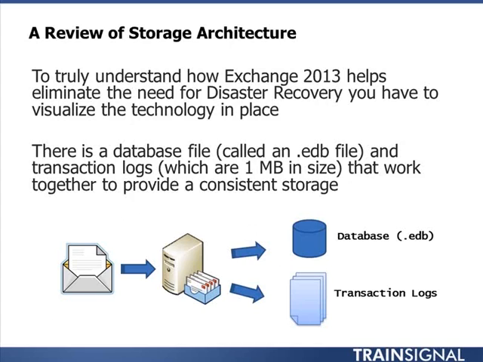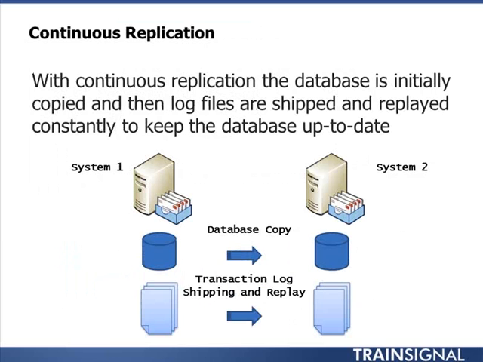So understanding this concept, how email comes into the server, gets written into transaction logs, and then those logs are then written into the database itself, is very helpful when it comes to understanding how Exchange utilizes this same concept for high availability through a feature called continuous replication. With continuous replication, the database is initially copied over to another server, and then the log files are shipped and replayed constantly to keep that secondary passive copy of the database up to date.